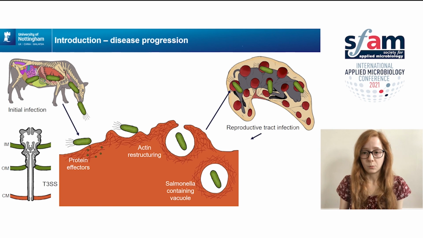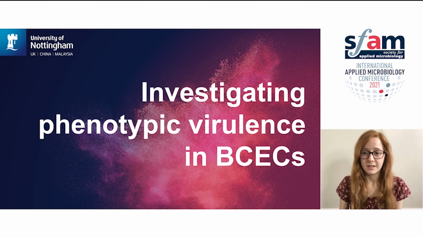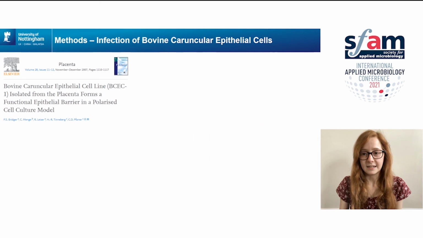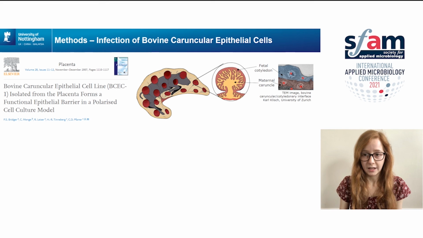We don't currently understand what happens in this infection of the reproductive tract in order to cause the abortion. So part of my PhD has included investigating phenotypic virulence of 16 Salmonella Dublin isolates, 15 from abortions in the UK in 2017, and 1 reference strain from a case of calf diarrhoea in the bovine caruncular epithelial cell line, or BCECs. BCECs are a cell line isolated from the placentome of a pregnant cow.